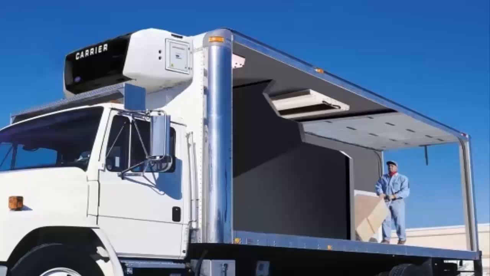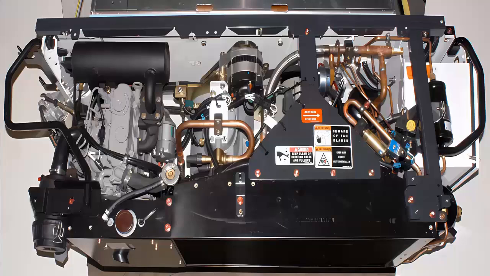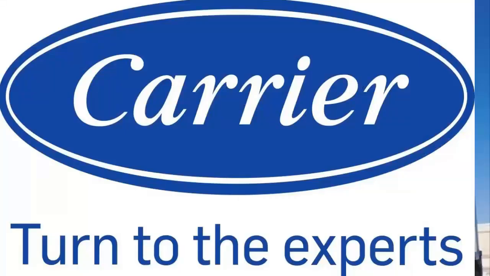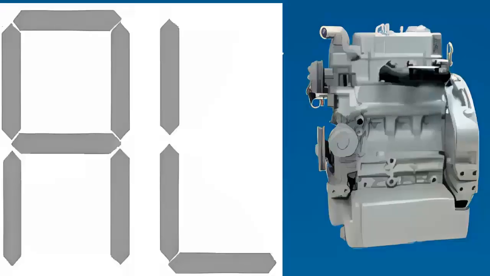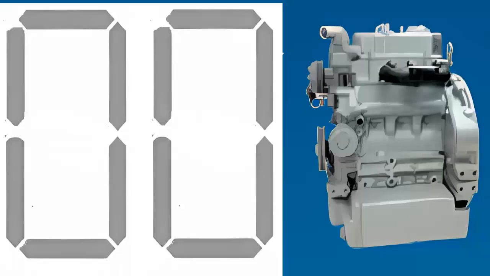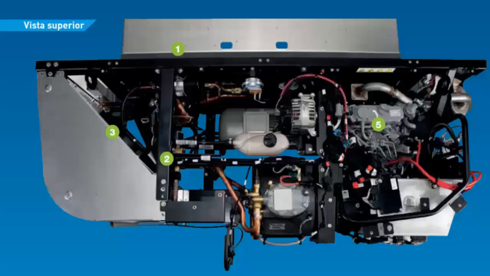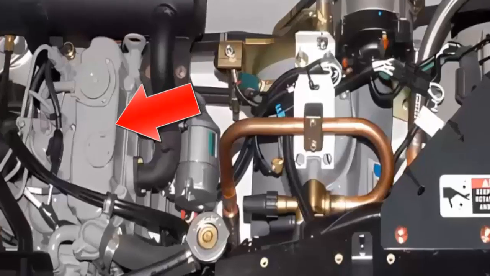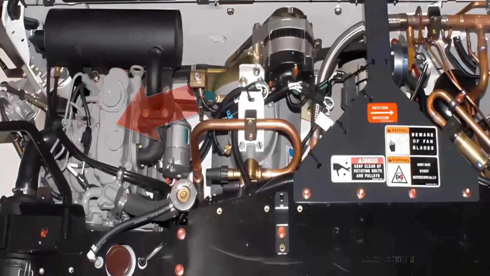In this video, we will explore the main faults and error codes in carrier refrigeration systems for trucks. 1. Low engine oil pressure. This fault is identified with code AL0 and occurs when the oil pressure falls below safe levels. Possible causes include insufficient oil level, a faulty oil pump, or a clogged filter.